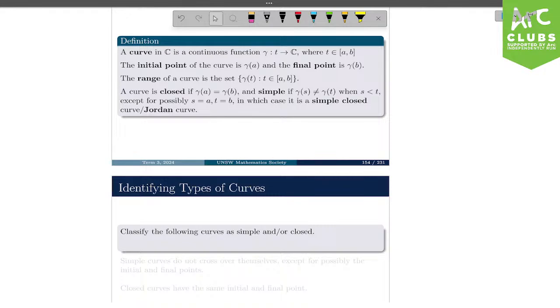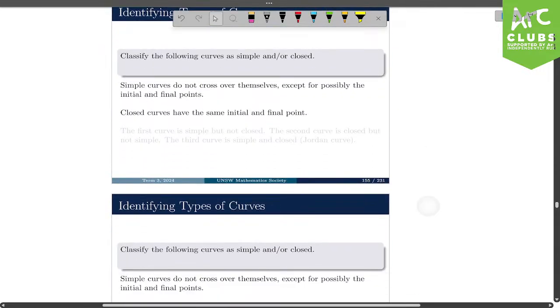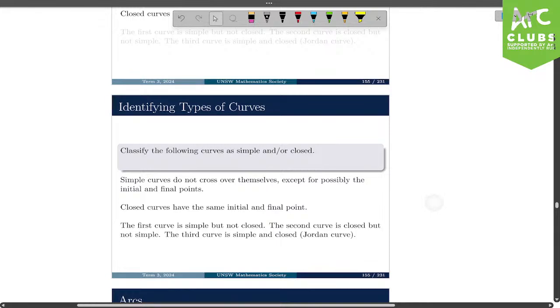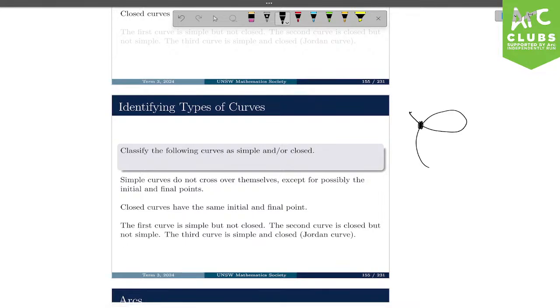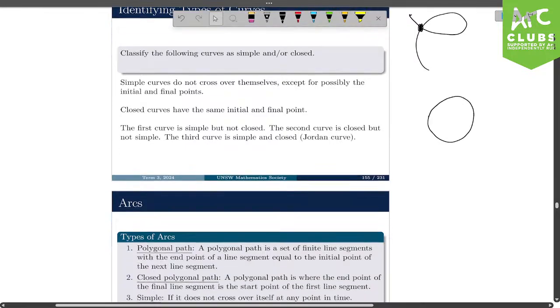There's little bits of terminology on closed curves and simple curves, but we won't really need to deal with that. We'll just tell you, okay, is it a circle? Is it from here to here? Doesn't matter how I get from those two places. All right? So let's classify some curves, okay? So a simple curve does not intersect itself, and a closed curve just ends where it started, right?